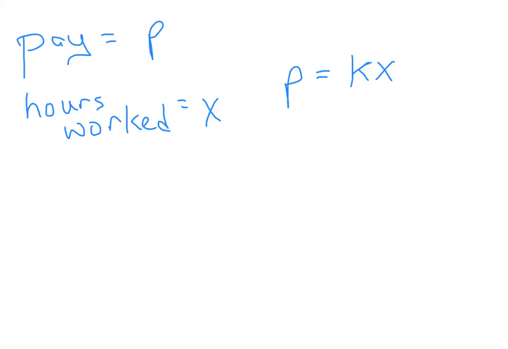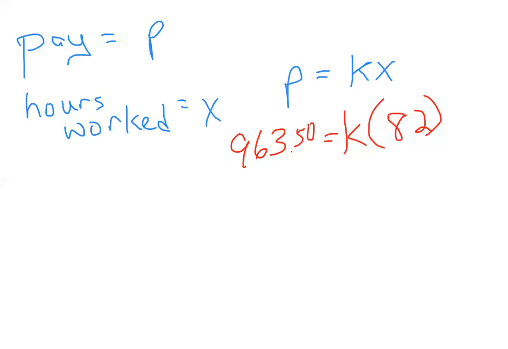But last month he worked 82 hours and earned 963.50. What do you think they gave me that for? Well, if I plug in what I know, I can solve for what I don't know. So 82 hours work, that would be my X. The reason I said, go ahead and tell me what the letters, it helps. I don't know what my K is. But I do know 82 hours is my hours worked, and my pay, 963.50.